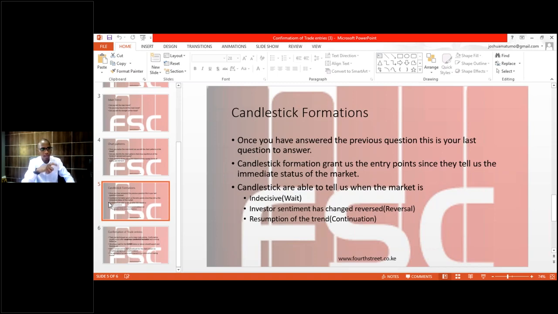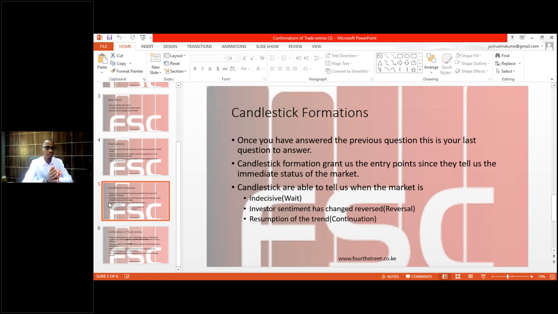When we talk about supply and demand, what informs us of supply and demand and who is taking control of the market, whether it's the bulls or the bears? Therefore, candlestick formations are the main tools that we use. While other people base their trading decisions on lagging indicators, our charts are usually pure and clean.